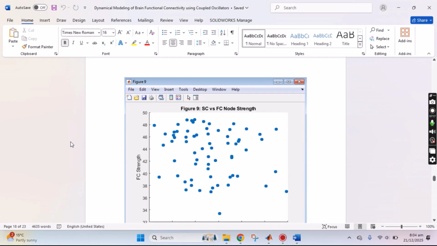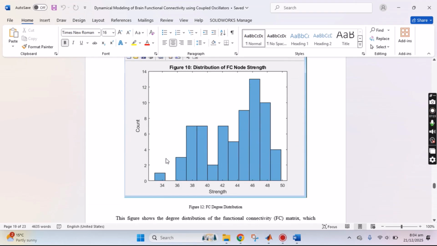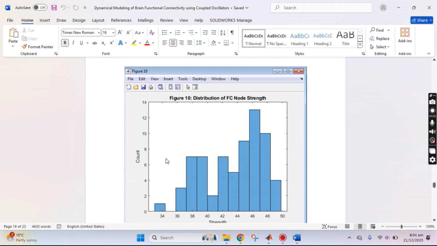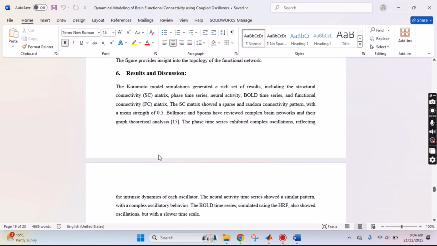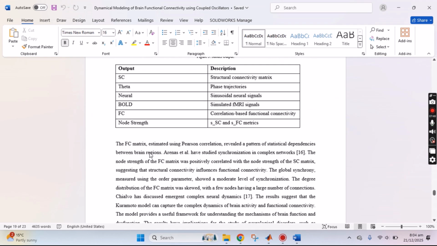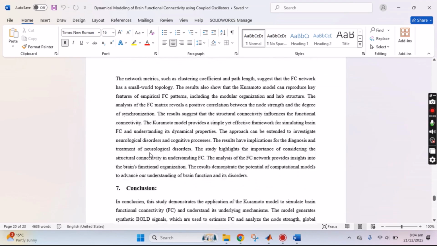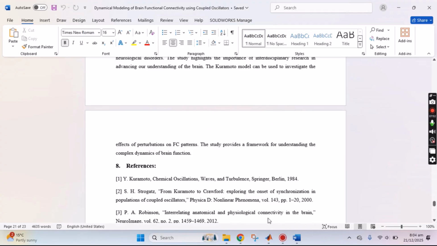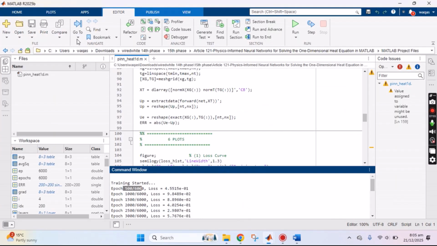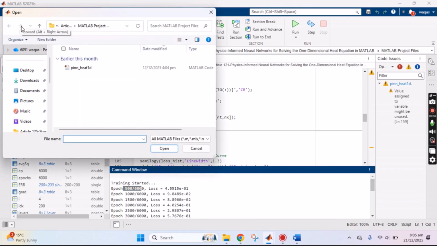And this is the structural connectivity with the functional connectivity, node strength in the brain structure, and distribution of functional connectivity node strength. The results and discussion show how the BOLD time series, the structural connectivity matrix, the phase time series, neural activity, and functional connectivity are generated through the MATLAB code, and it provides the results accordingly. Then the conclusion and the references. Let me provide you the MATLAB output for structural connectivity.